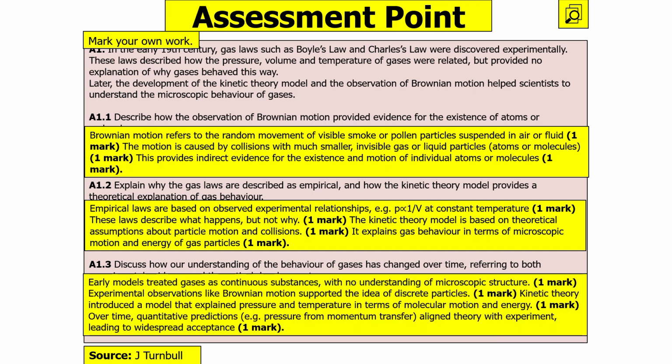Now, early models treated gases as continuous substances with no understanding of their microscopic structure, that they were made from particles. Experimental observations, like Brownian motion, supported the idea that they were made from particles. The kinetic theory introduced a model that explained pressure and temperature in terms of molecular motion and energy. Over time, quantitative predictions aligned the theory with the experiment, leading to widespread acceptance.